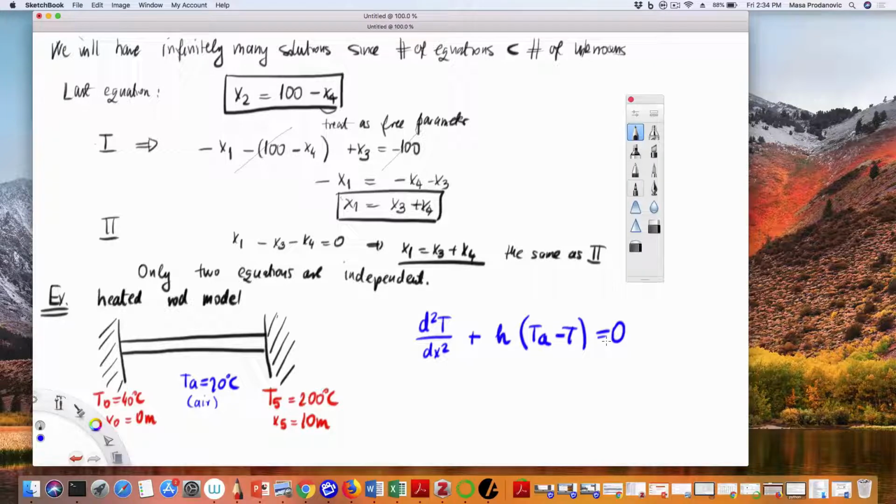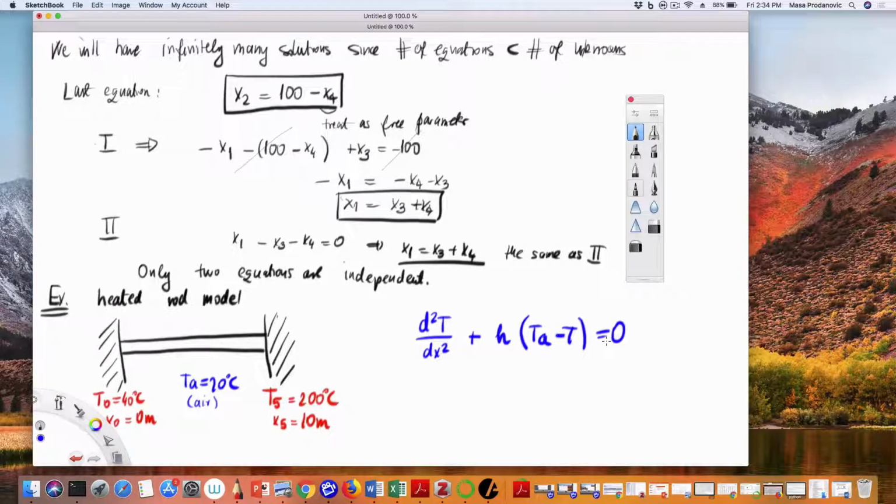So basically this part, h, Ta minus T, my loss, or the temperature equilibration with the ambient air, is proportional to the difference between my temperature at a point and the ambient air. Okay? So typically heat transfer or heat flux is always proportional to delta T, or gradient in temperature, delta T over the distance, right? So here I'm just saying overall loss is proportional to the temperature difference. It always is.